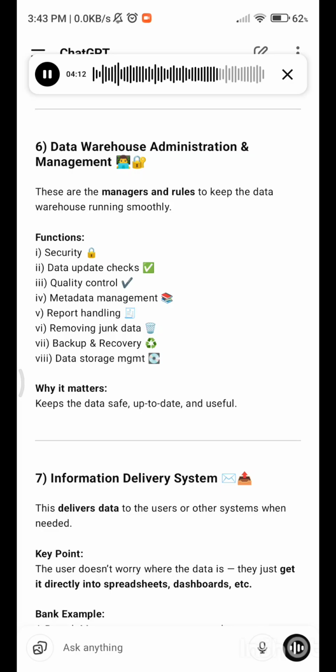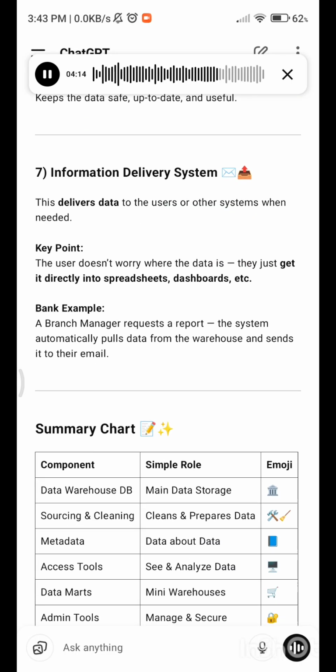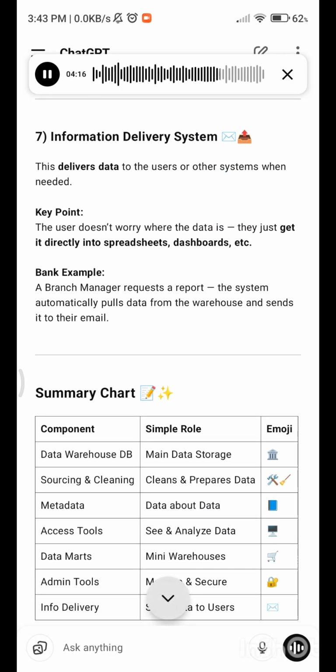7. Information delivery system. This delivers data to the users or other systems when needed. Key point: the user doesn't worry where the data is, they just get it directly into spreadsheets, dashboards, etc. Bank example: a branch manager requests a report. The system automatically pulls data from the warehouse and sends it to their email.